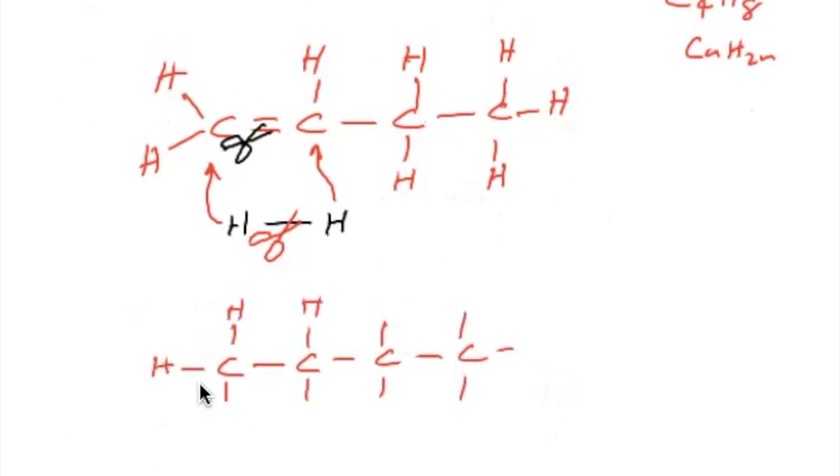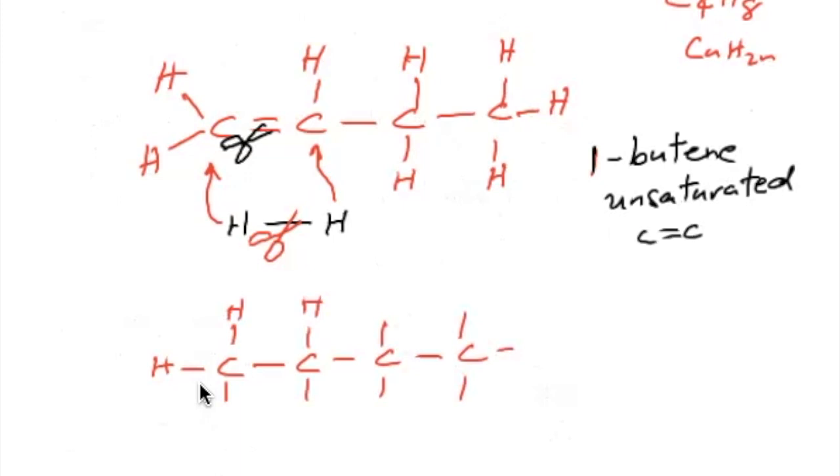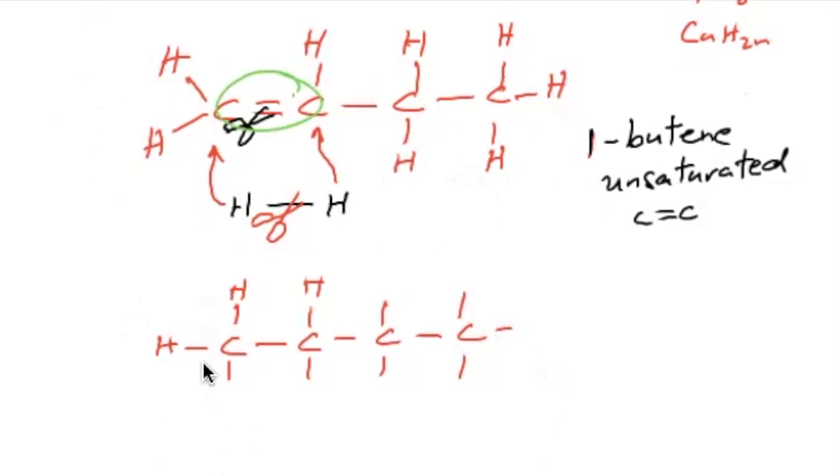So the top one is unsaturated. This is 1-butene, or but-1-ene, which is unsaturated. It doesn't have the maximum number of hydrogen atoms that the carbon can hold. It means there's a carbon-carbon double bond or a carbon-carbon triple bond. Let's just highlight where the carbon-carbon double bond is. It's right there. And now we're drawing what the final product would be.